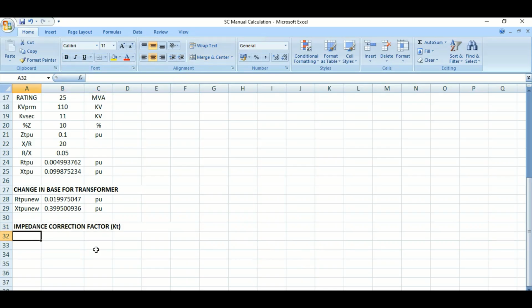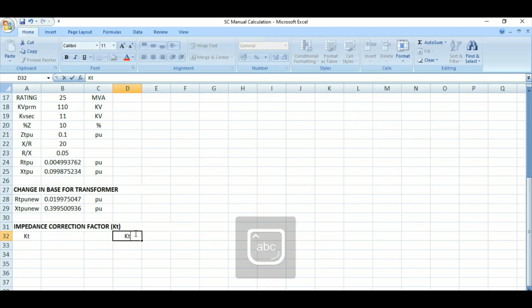Impedance correction factor. What's the formula of impedance correction factor? Impedance correction factor is KT equals 0.95 multiplied by C max divided by 1 plus 0.6 into X trafo.